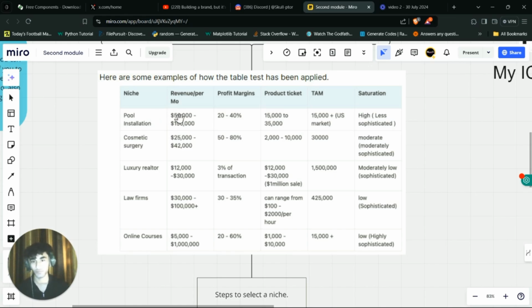Revenues seem to be pretty good, $50,000 to $150,000. Profit margins qualify as a minimum since it's 20 to 40%. Product tickets are $15,000 to $35,000. Total addressable market is 15,000 plus in the US market, and saturation is high since it's very unsophisticated. Like, pool installation can be done by anyone, right?